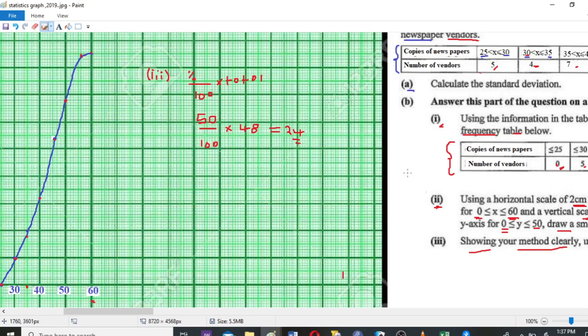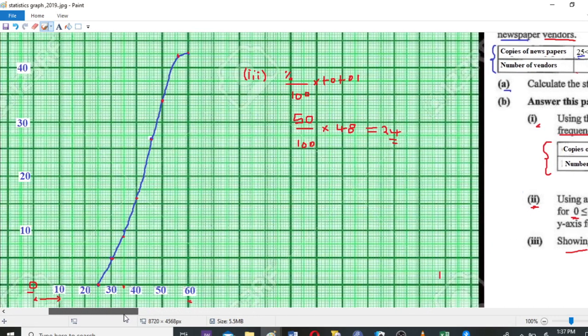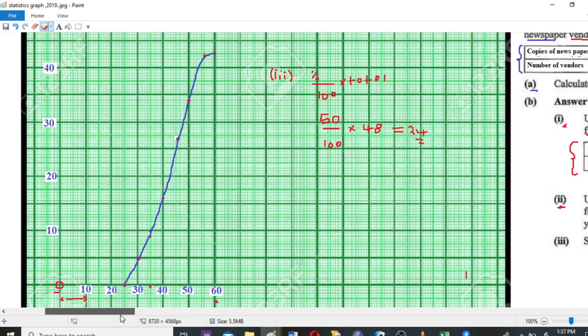So you have 24. Now how would you find the 50th percentile? How would you show that on your graph? Because we are taught to show this on our graph. So we find our frequency, which is 24, right? Where is our 24? This is our 25, so 24 is right here. So this is where we have 24.